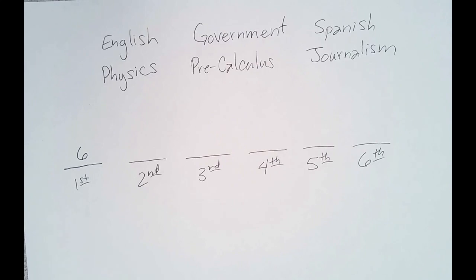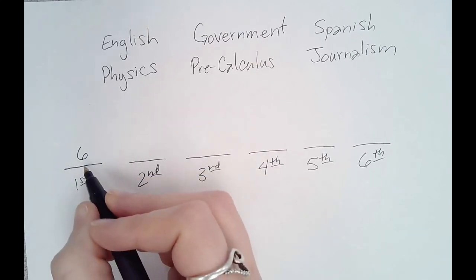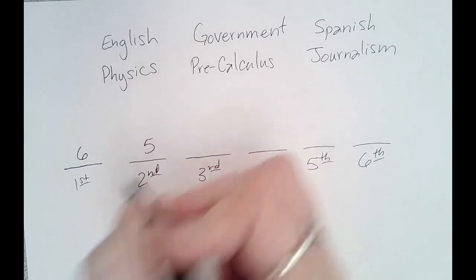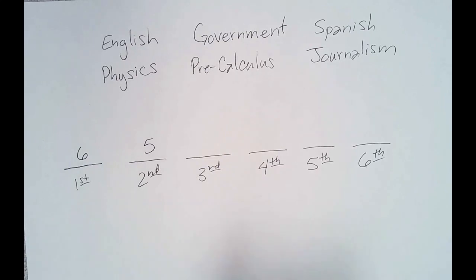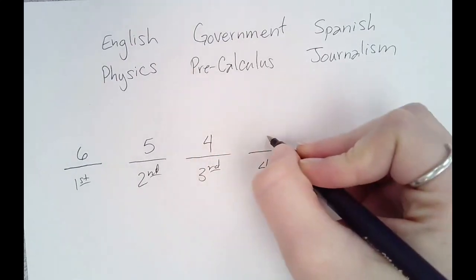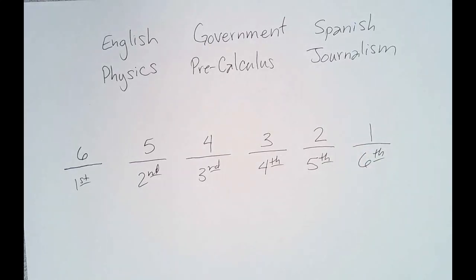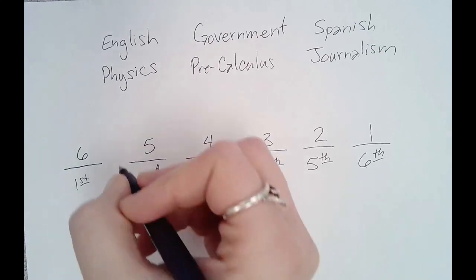That's our first decision. Once he's made that decision, that class is placed, it has to be here. So he doesn't have 6 choices left for second hour. He only has 5 choices left. And third hour, fourth hour, and only 1 choice left once he's picked first through fifth. Only 1 choice left for sixth hour. And so we just multiply those together.